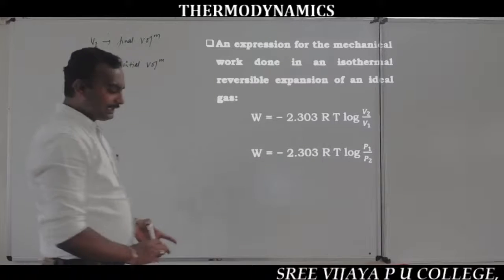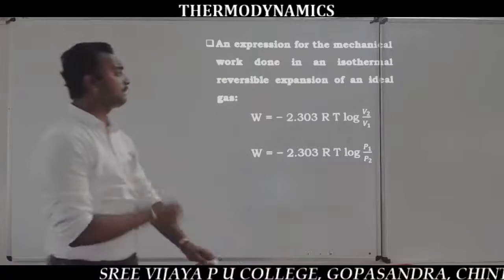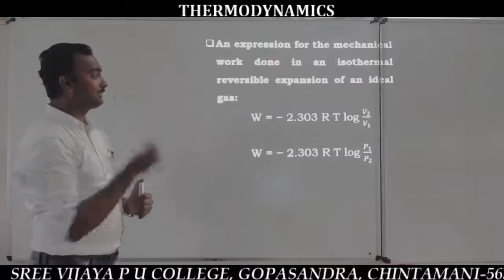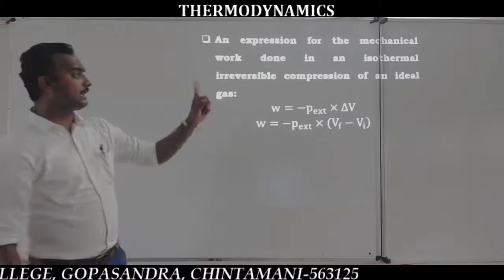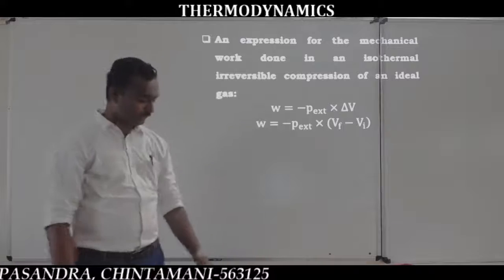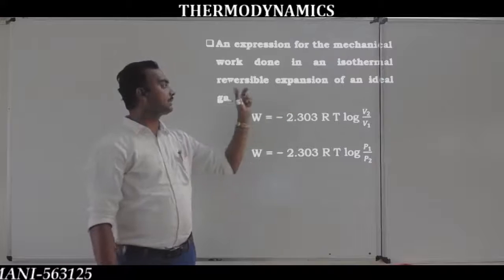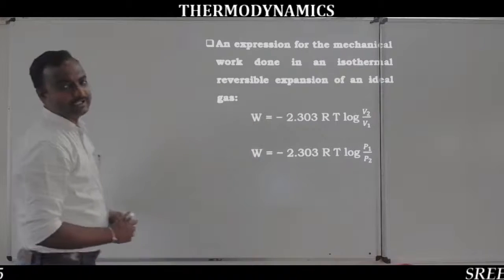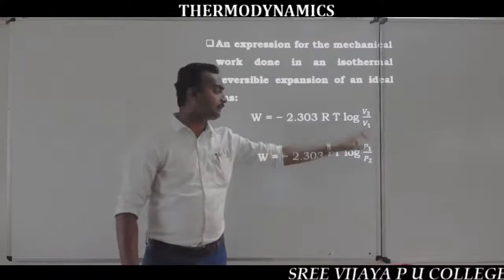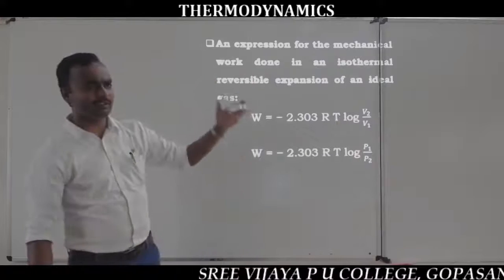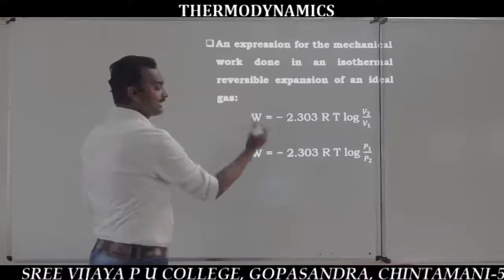And one more important expression: the mechanical work done in an isothermal reversible expansion. Previously we saw isothermal irreversible compression; here it is isothermal reversible expansion. For this, W is equal to minus 2.303 RT log of V2 by V1, where V2 is the final volume and V1 is the initial volume, that is Vf divided by Vi.